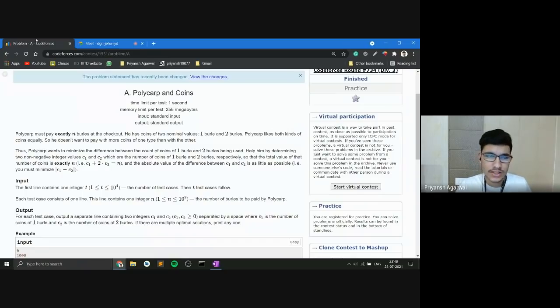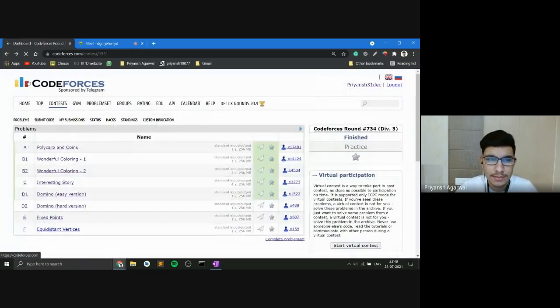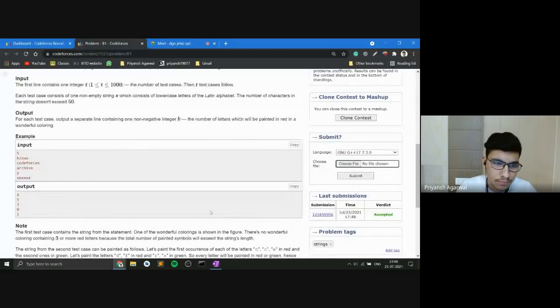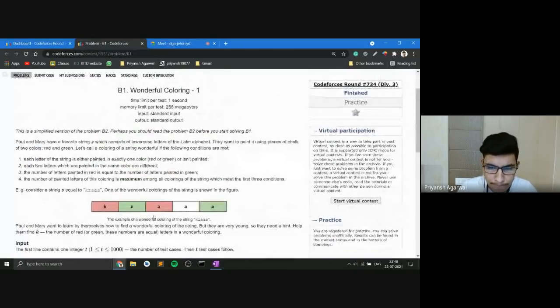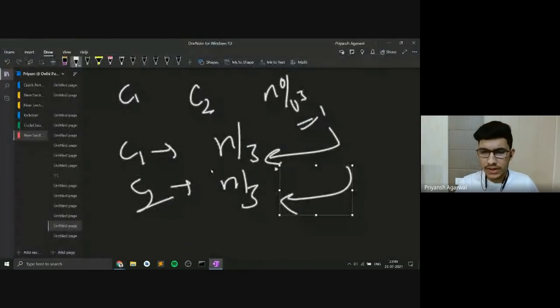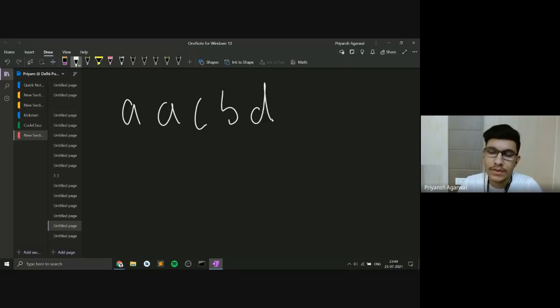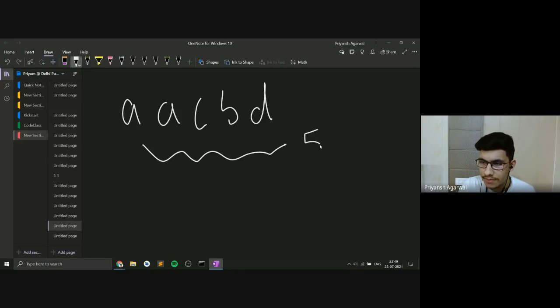Okay. So this problem is clear. Fine. Let's move to B1. So in this problem, you've been given a string S, and S can be any random string. Let's say the string is A, C, B, D. And now we can see that the length of the string is 5. Now they've also given you an integer k.